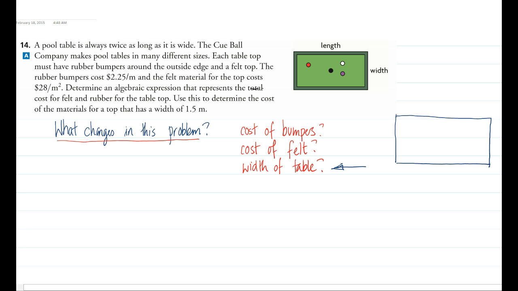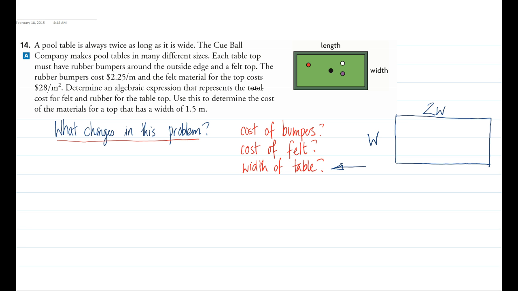So if we use W for the width of the table, W is a variable used to represent the width of the table. We're told in the question that the length is always twice the width. So if the width is W, then the length will be twice W, or 2W.